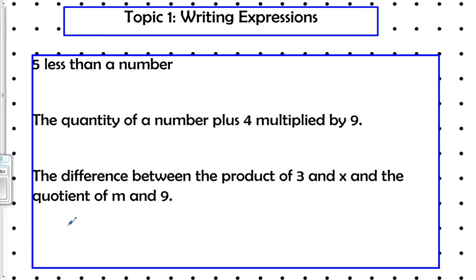Okay, so assuming you've already tried these, let me go ahead and just give you the answers, and I will go over why these answers are what they are in a little bit, but I'm just going to go ahead and give them to you so you can see how you did. 5 less than a number actually looks like this, x minus 5.